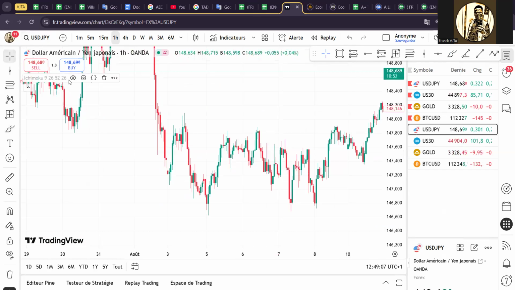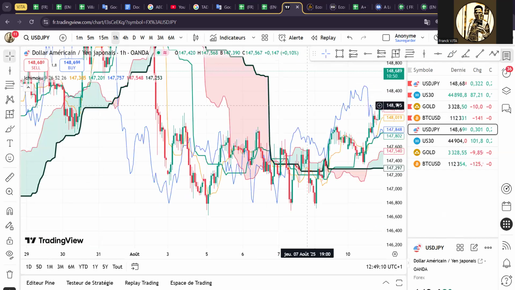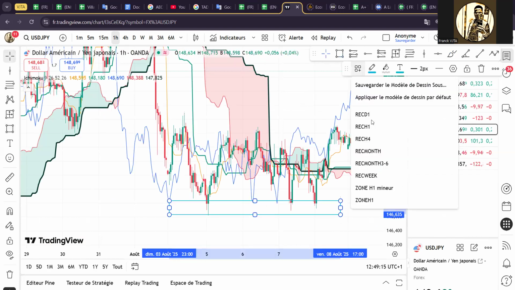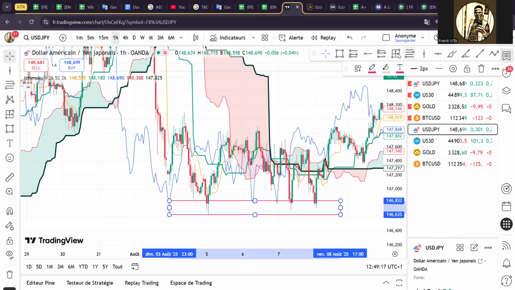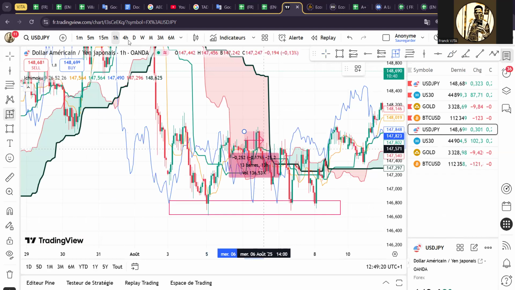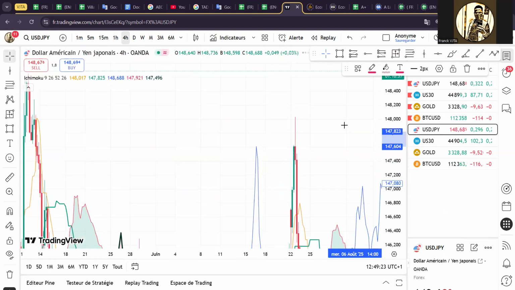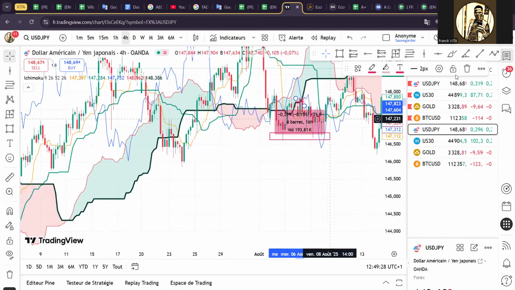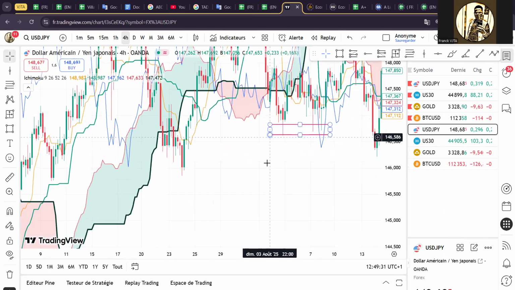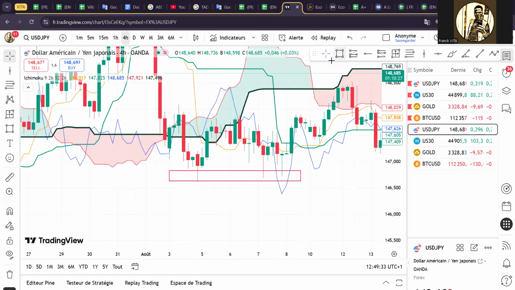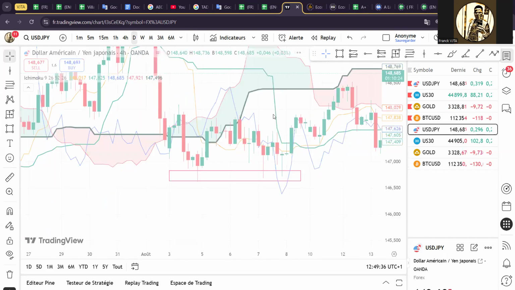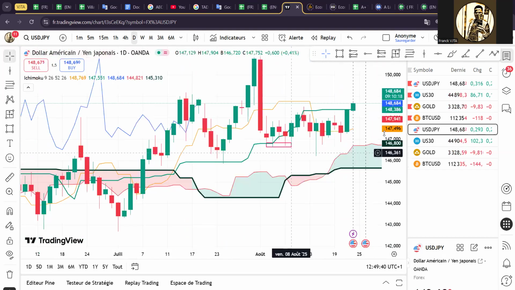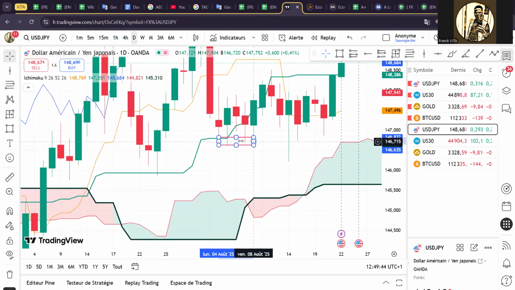Look at what happened here. We had a setup here, right? Ichimoku setups are very dynamic. Let me go on 4 hour. You see how dynamic it is. It is super dynamic. Let me start even on daily. There is no such thing as a range machine. That's not the right way to look at it.